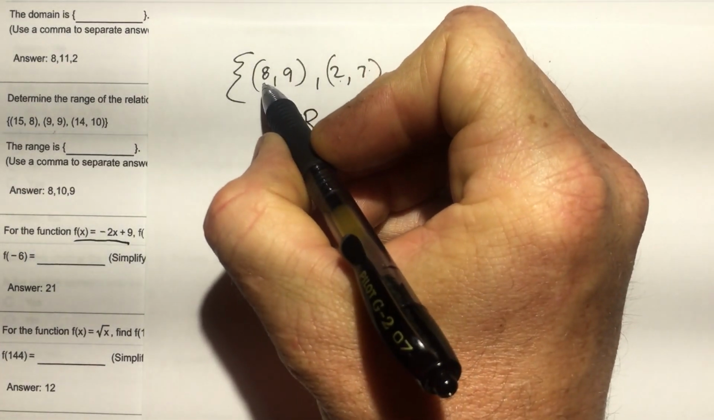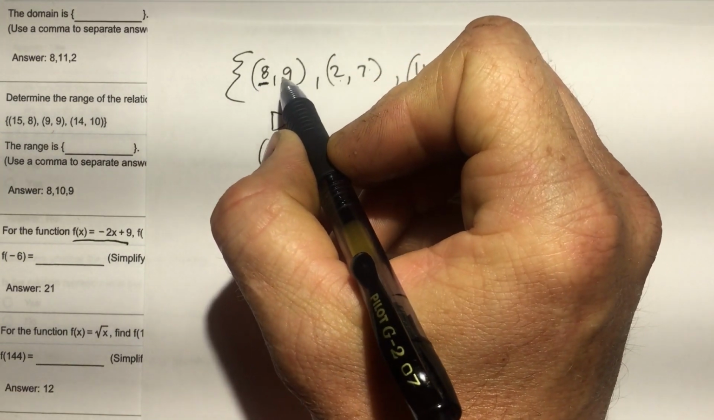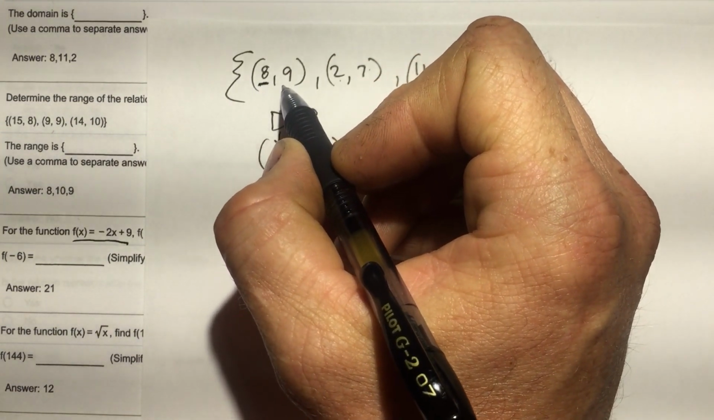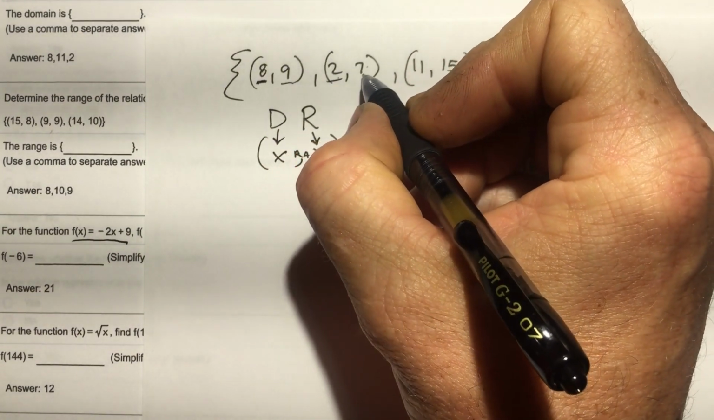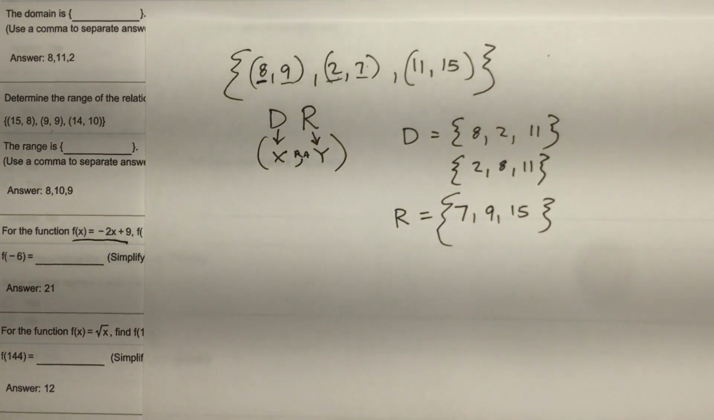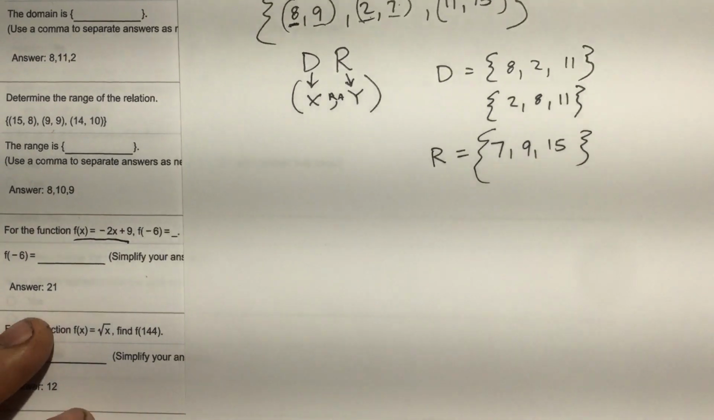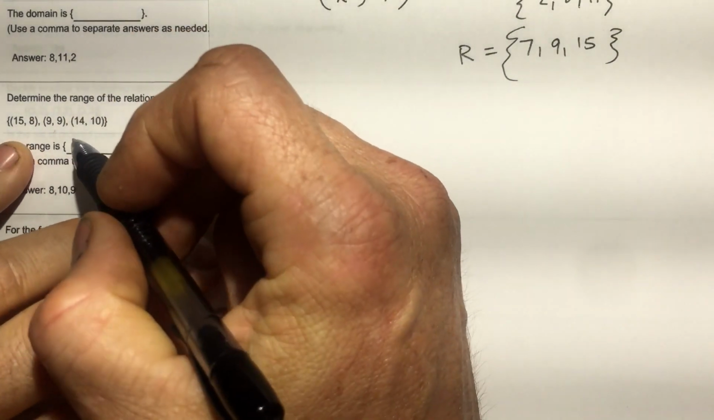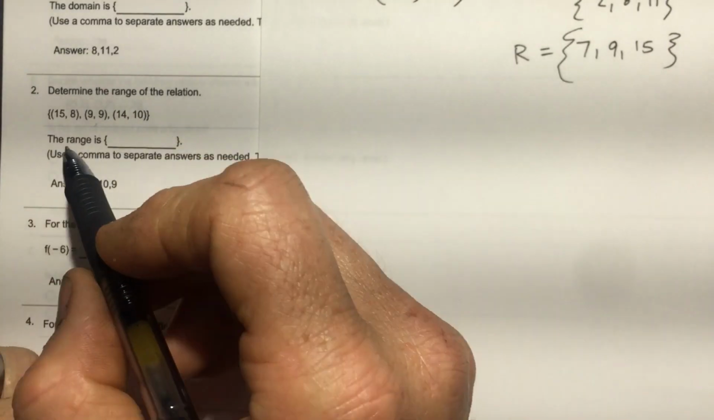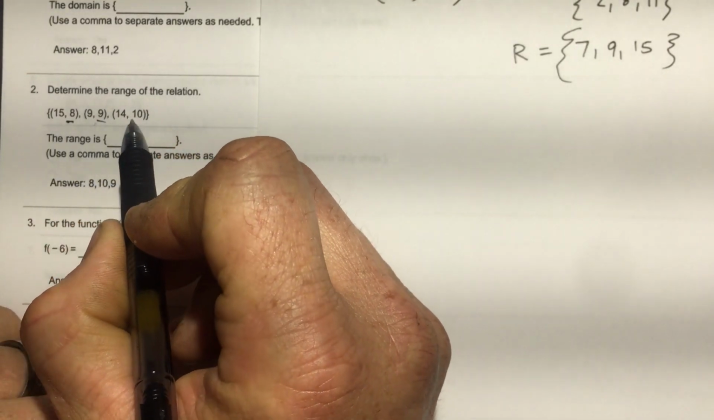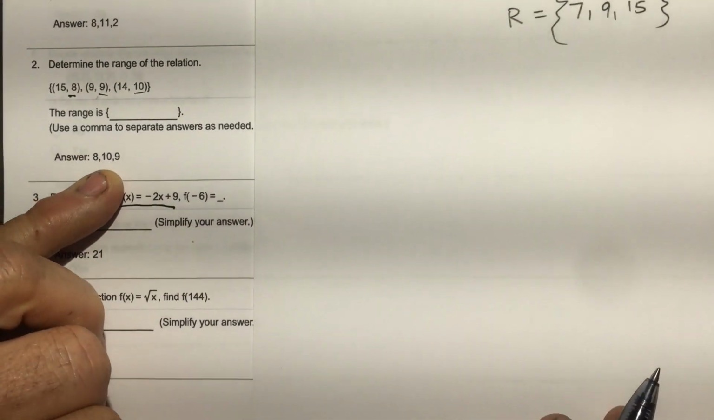This could be 8 people went to the dance, and there were 9 hot dogs they ate. Here, 2 people went to the dance and they ate 7 hot dogs. It could be any kind of relation, how these numbers are related. Here's number 2. Determine the range of this relation. All right, the range, well, we got an 8, we got a 9, we got a 10. 8, 9, and 10. They put them out of order for some reason.